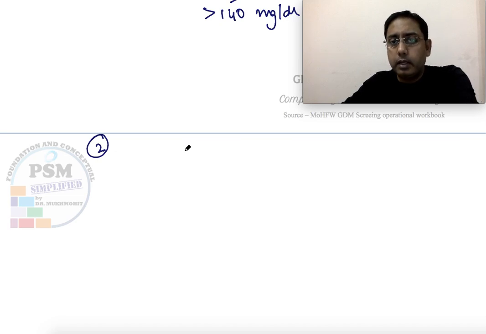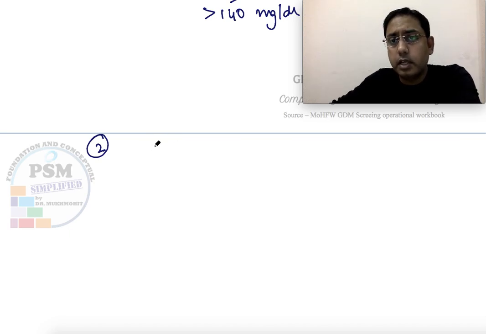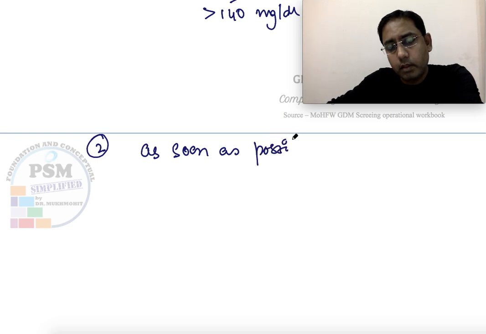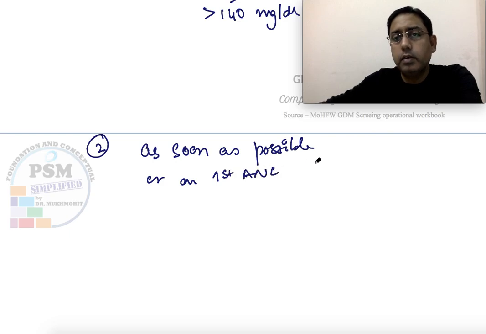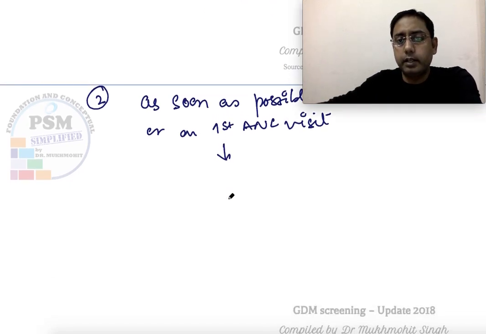Earlier you might know that the GDM screening was done at 24 to 28 weeks of gestation. Now please remember, the GDM screening is done at the first visit. It is done during the first contact of a female during antenatal care. So as soon as possible, on the first ANC visit, the GDM testing is done.